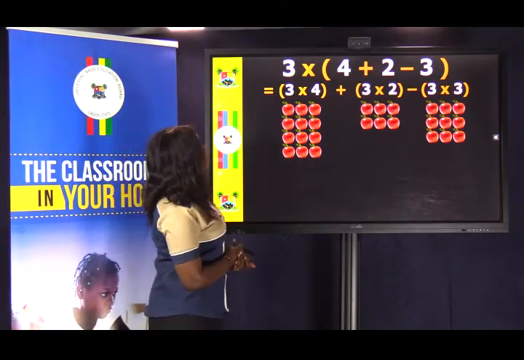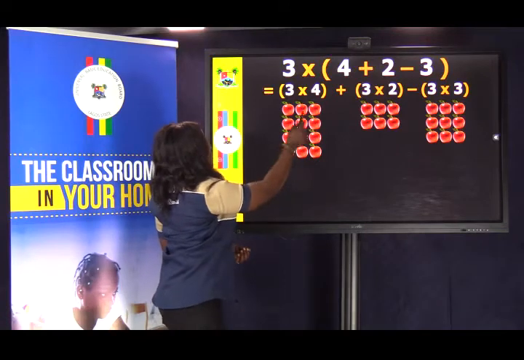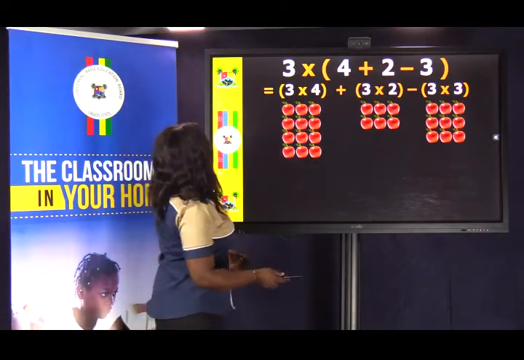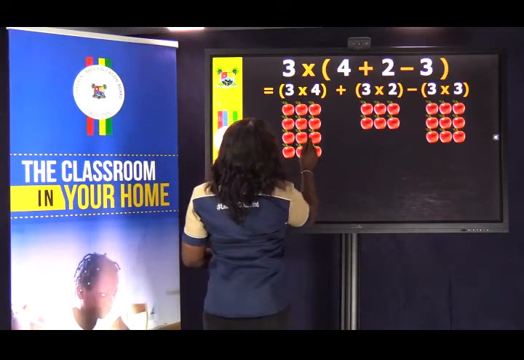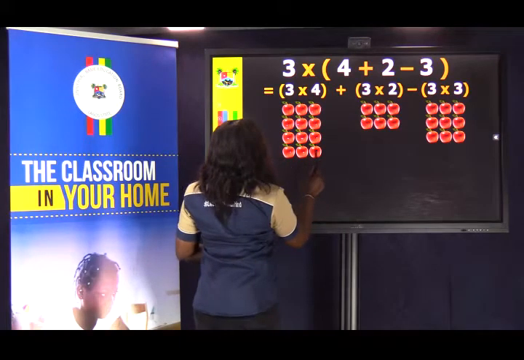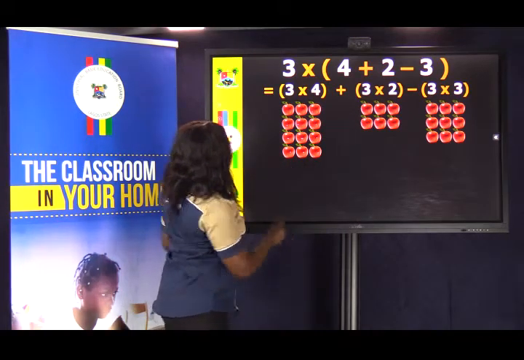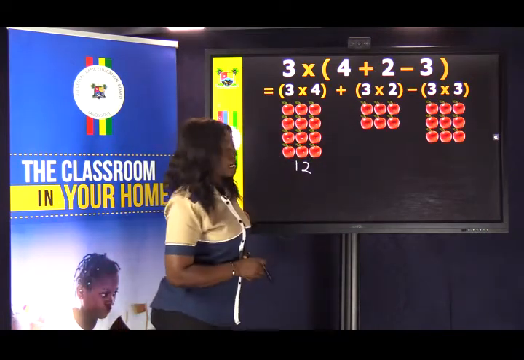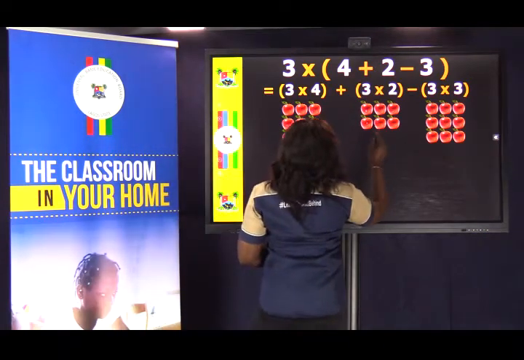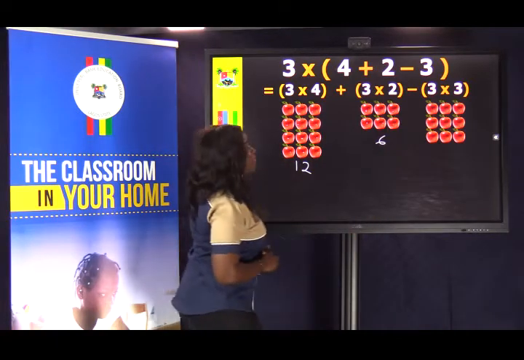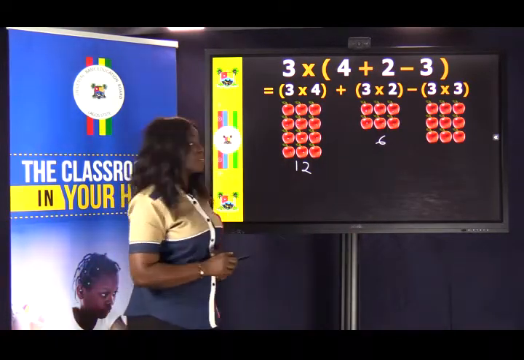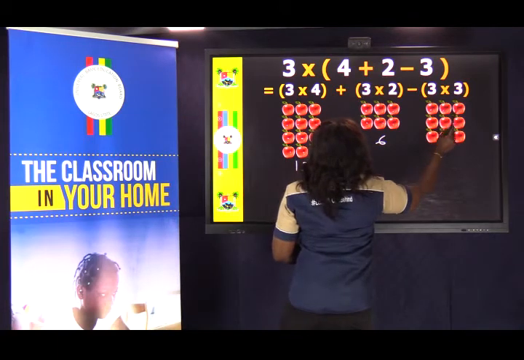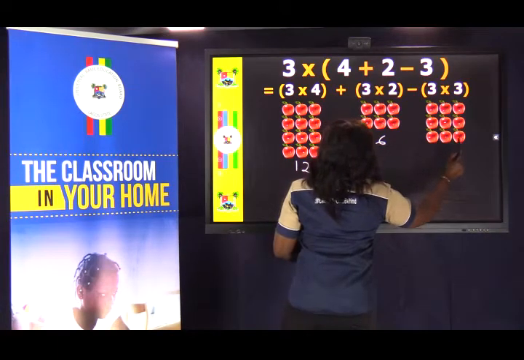So 3 times 4 means 3 apples in 4 places. Let's count. 1, 2, 3, 4, 5, 6, 7, 8, 9, 10, 11, 12. So 3 times 4 is 12. 2 times 3 means 3 in 2 places. 1, 2, 3, 4, 5, 6. And 3 times 3 means 3 in 3 places. 1, 2, 3, 4, 5, 6, 7, 8, 9.